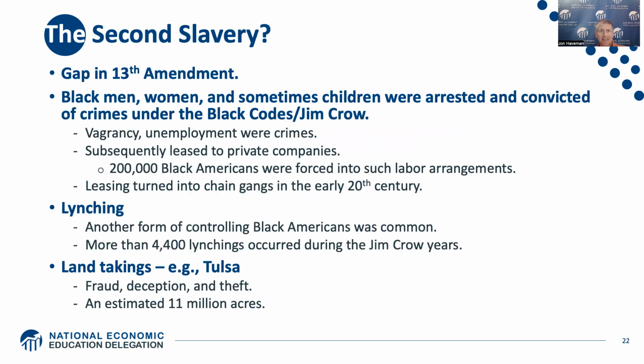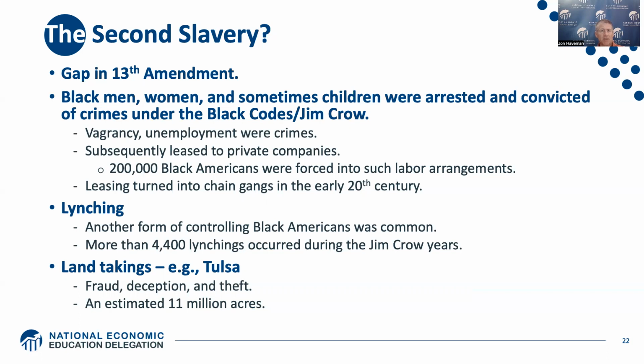Right. So is this the second slavery? There's a gap in the 13th Amendment. About 200,000 Black Americans were forced into such labor arrangements, as I just mentioned. So this was a huge part of controlling Black freed slaves, right? Because there were only 200,000 that were forced into those labor arrangements, but all of the rest of them lived in fear of being arrested and being forced into such a labor arrangement, right? That means that their activities were very restricted.